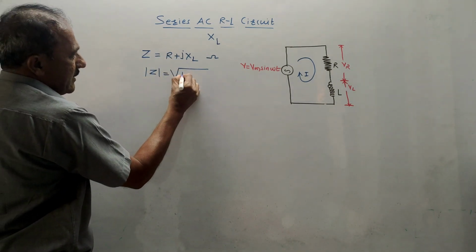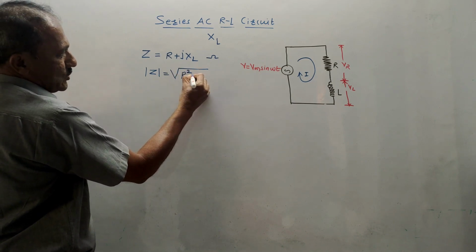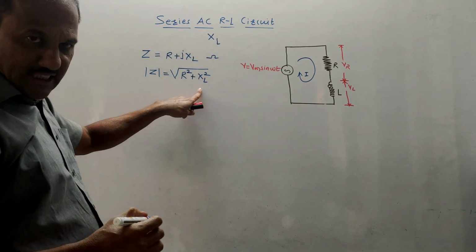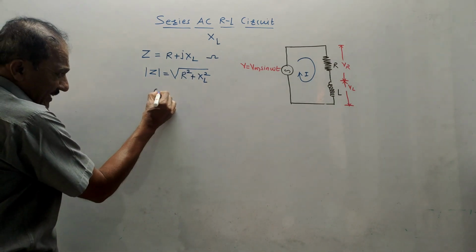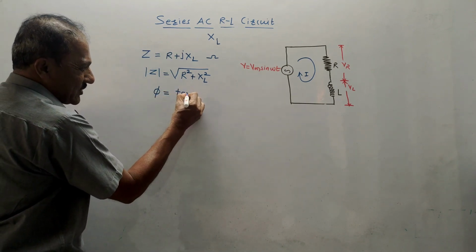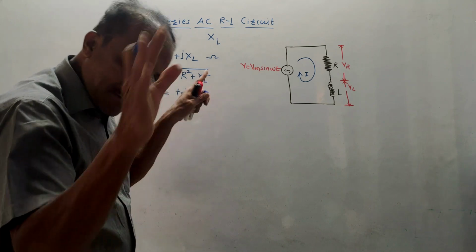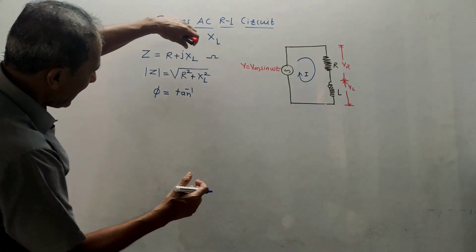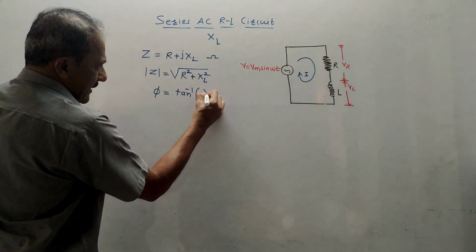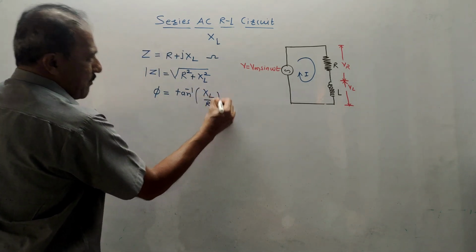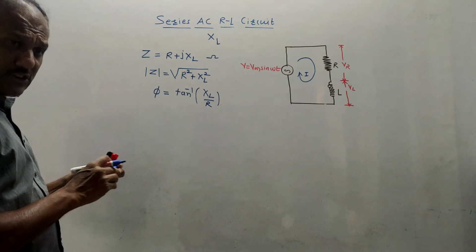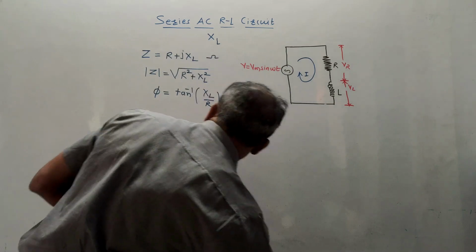Magnitude of Z is the square root of the real part squared, that is R squared, plus the imaginary part squared, that is XL squared. If you want to calculate the angle, it is denoted by phi, and the formula is tan inverse of imaginary part upon real part. As we discussed, imaginary part is XL, real part is R, so it is tan inverse of XL upon R. So this is the concept of impedance which is required for further derivations.